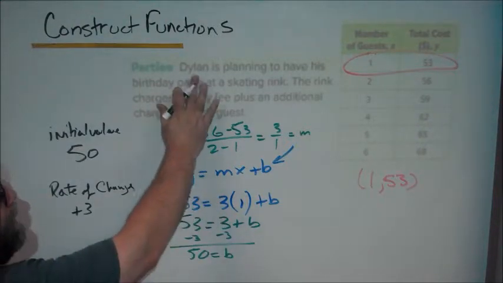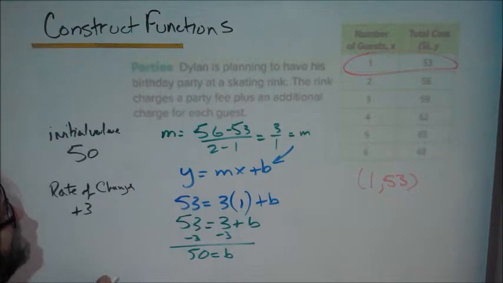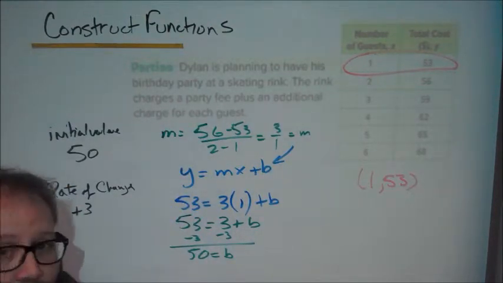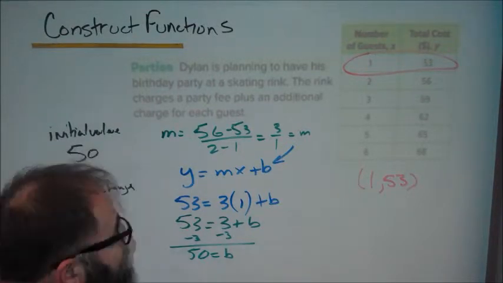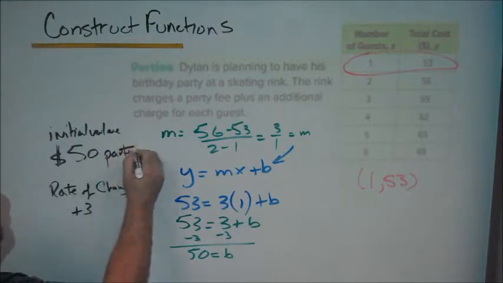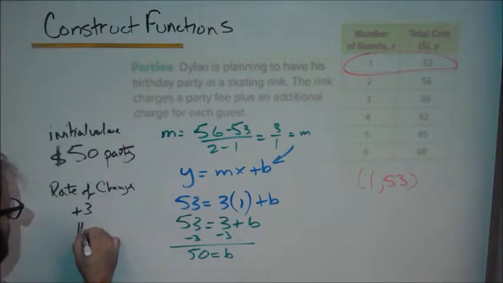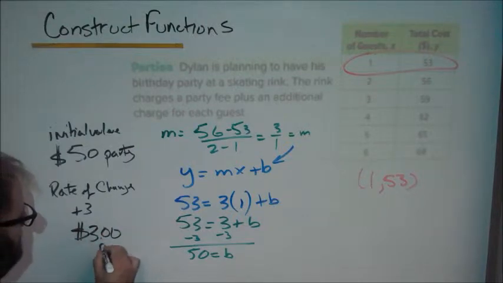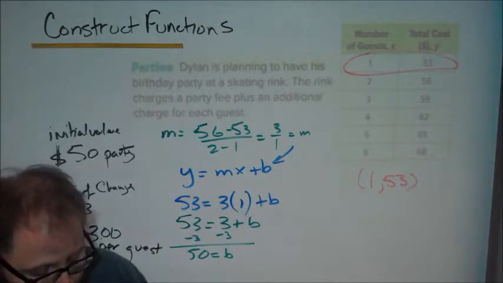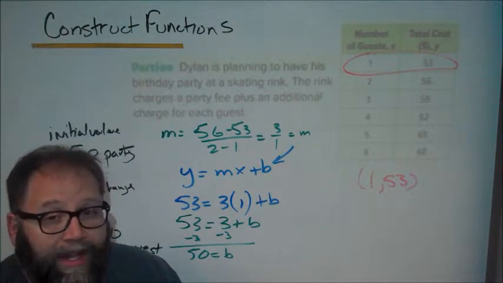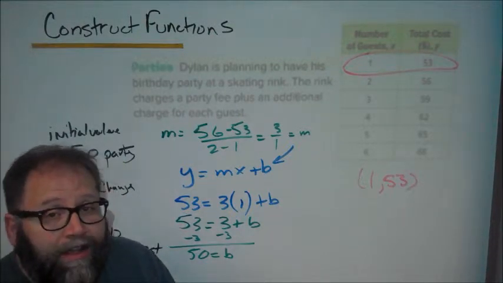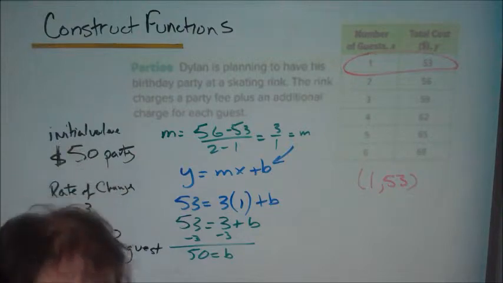Let's go back and look at the problem here. Dylan is planning to have his birthday party at a skating rink. The rink charges a party fee plus an additional charge for each guest. So a party fee is the thing that comes up first. So he had a $50 party fee plus $3 per guest. And you can kind of see that there, that $3 per guest then gives you the rate of change. So for each guest is $3 more. The initial $50 party fee, you only pay that once and then that's gone.